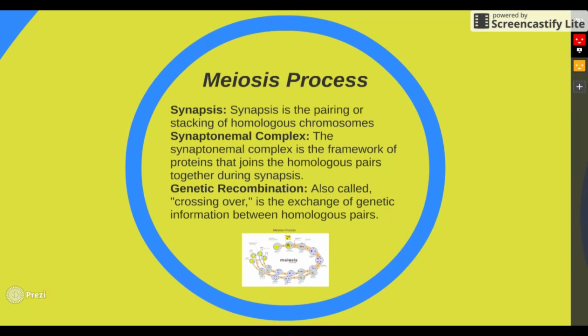Meiosis is very similar to mitosis, but there are some definite differences. For the purpose of time, we are only going to go over different parts of meiosis rather than every phase. Meiosis is split into 2 stages, meiosis 1 and meiosis 2.